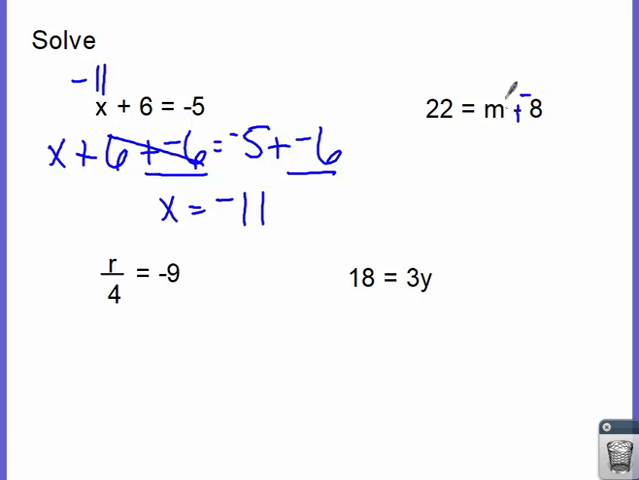My job is to get this m by itself. So I need to get rid of this negative 8. To do so, we're going to add a positive 8. When the letter's on the right-hand side, I like starting at the equal sign and just writing m plus negative 8. And to get rid of that, I'm going to add a positive 8.